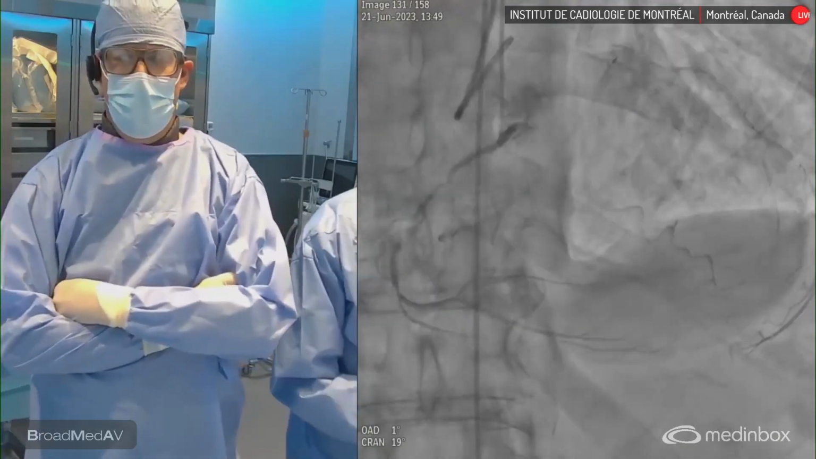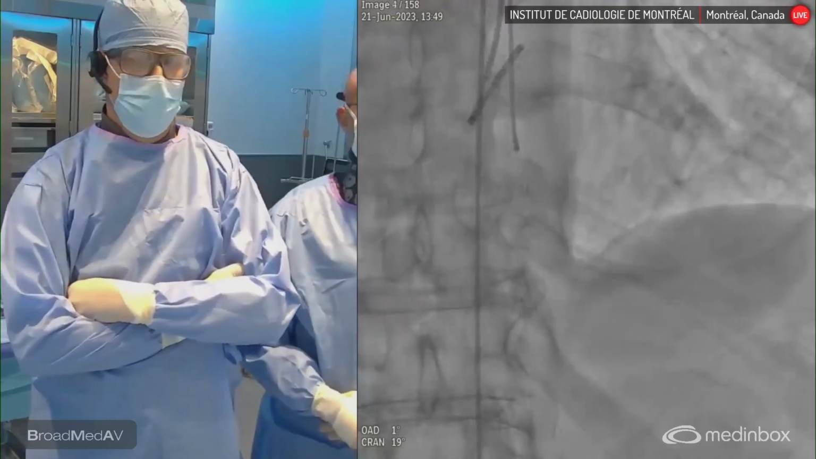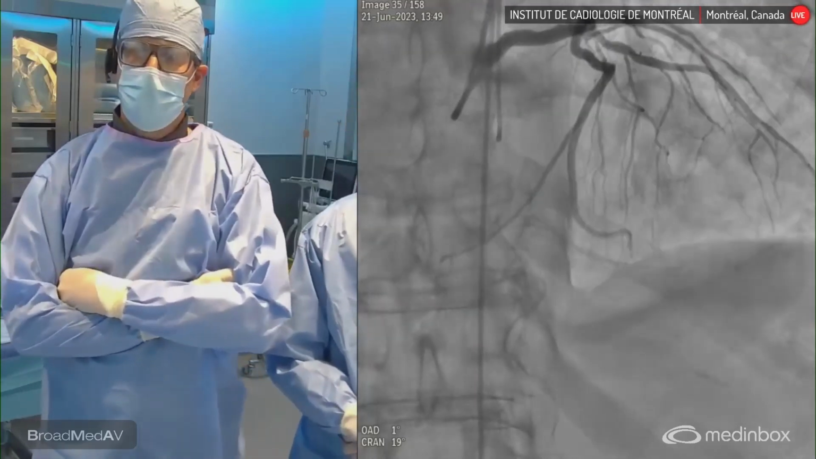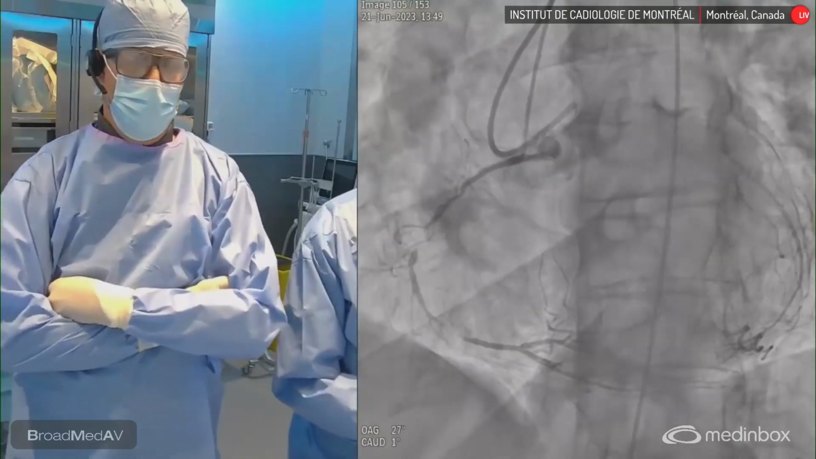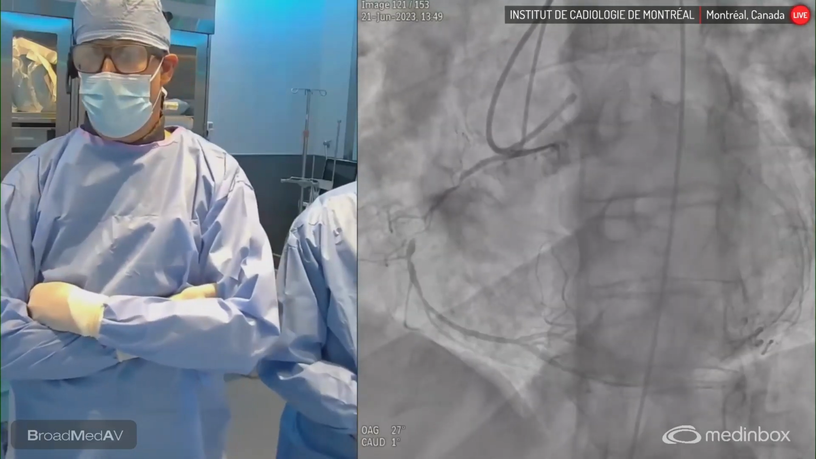We take orthogonal projections to see it in different views. First and foremost, when we inject the left system, we confirm there are no severe lesions that would actually change the overall strategy for this patient. We see no restenosis of the circumflex PCI that was performed 3 months ago, and we see no progression of the disease in the LAD. So we're satisfied with this particular portion of the evaluation.